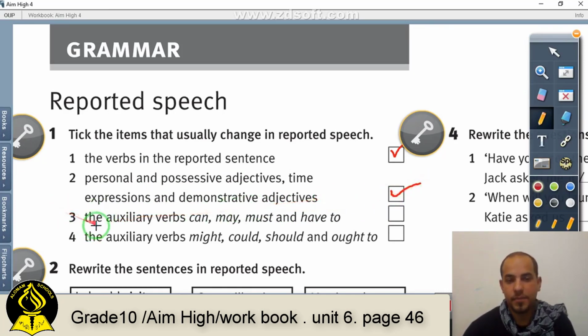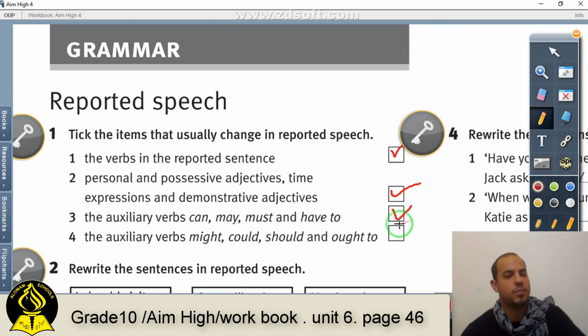The third one, the auxiliary verbs can, may, must, have to. Can we change them one step backward? Can we say can, could? Yes, may, might, must, had to. You are great, excellent. So yes, the answer is yes. So we tick number 3.